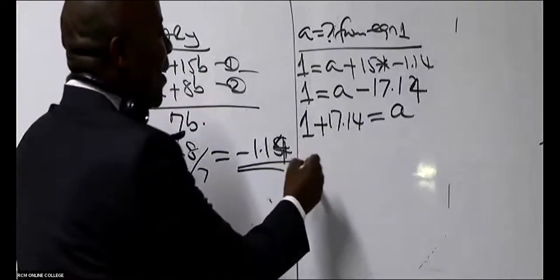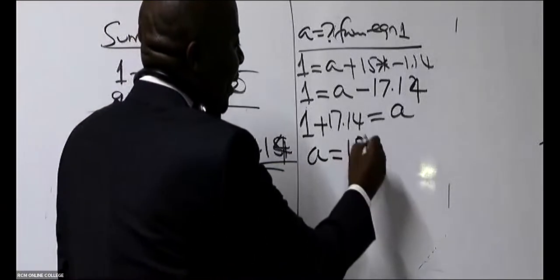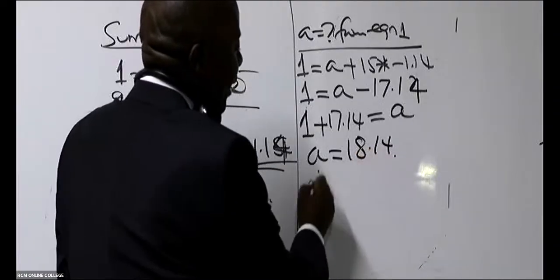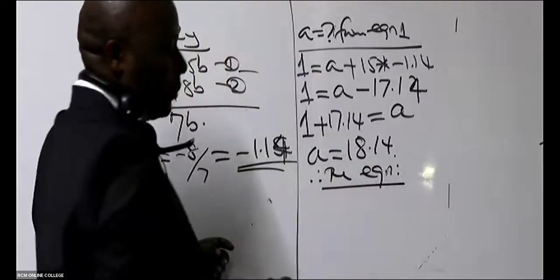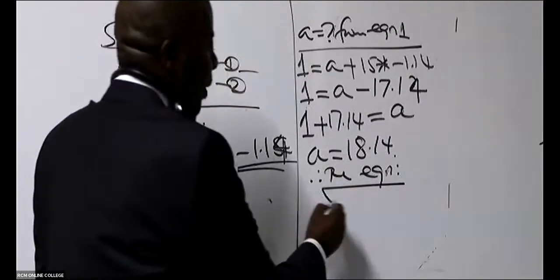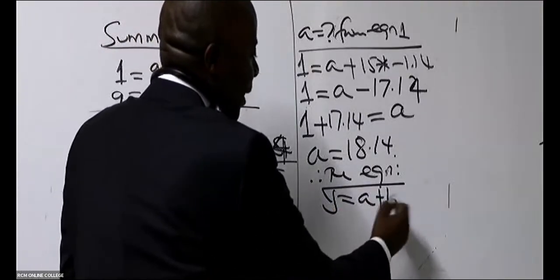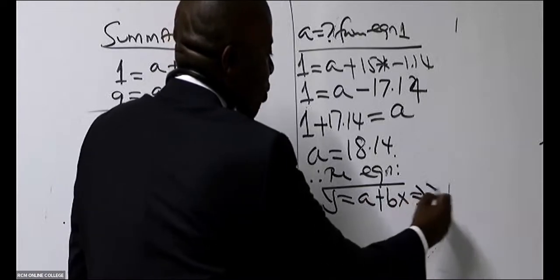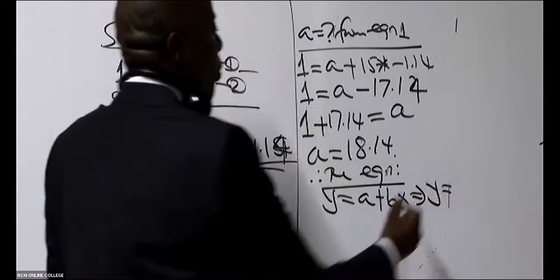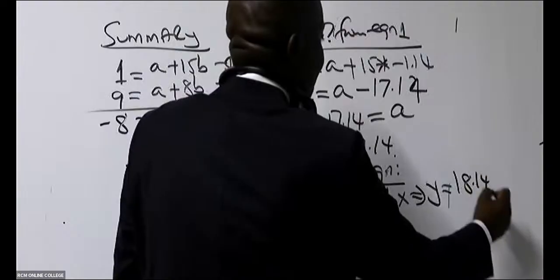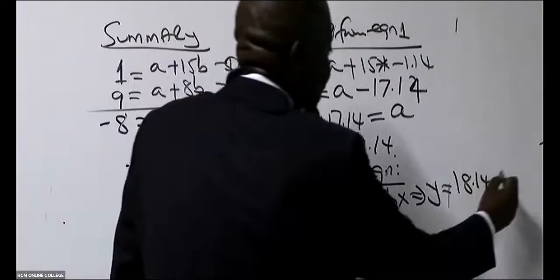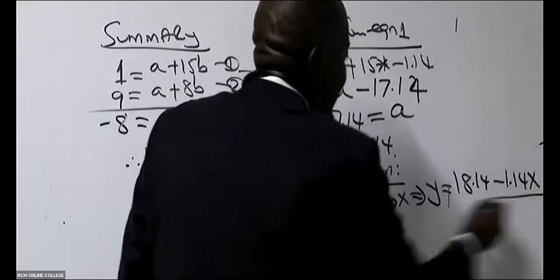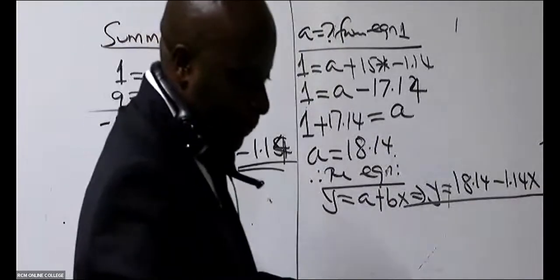So meaning that A at the end of the day will be equal to what here, somebody? And therefore the equation here will be y equals A plus bx, right? So our y will be equal to A, which is 18.14, and the B is a negative, isn't it? So negative 1.14 X, like that.